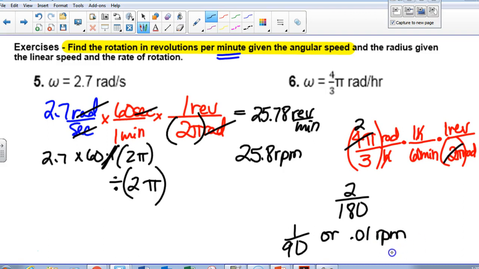Is that fast or slow for most of us to think about? 1/90th of a rotation per minute or revolution per minute. That's pretty darn slow, right? Then again, if it was the Earth, we'd get a headache. It'd be so fast, right? Because it doesn't rotate that fast.